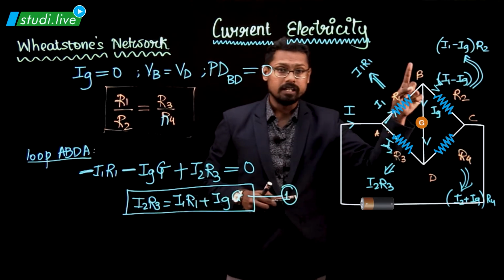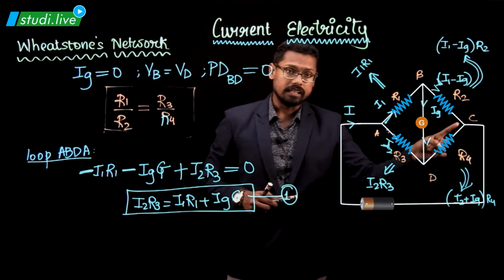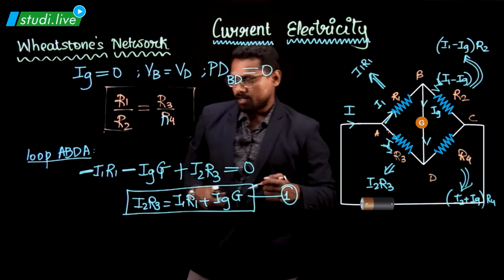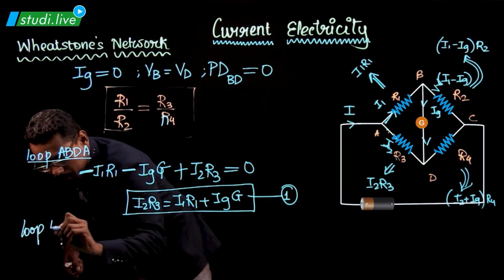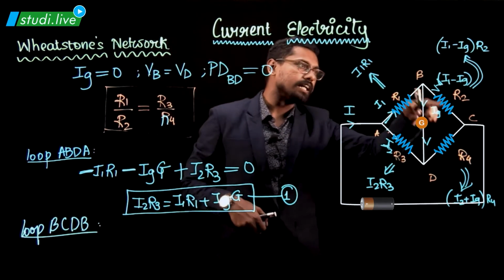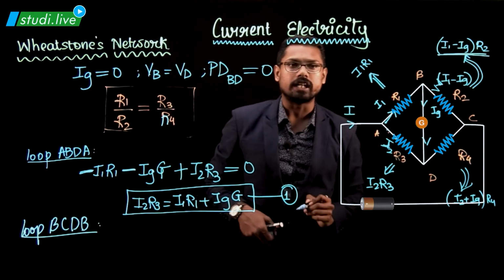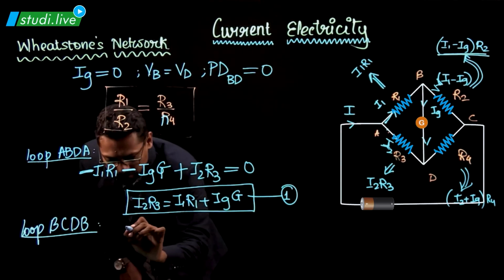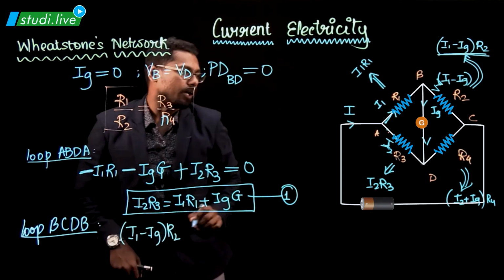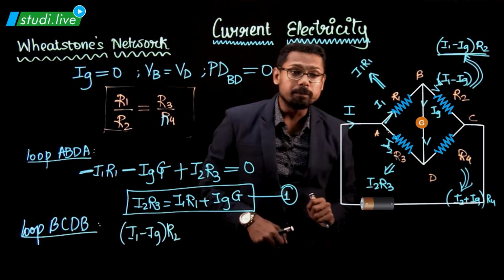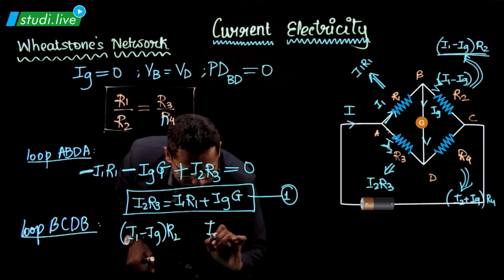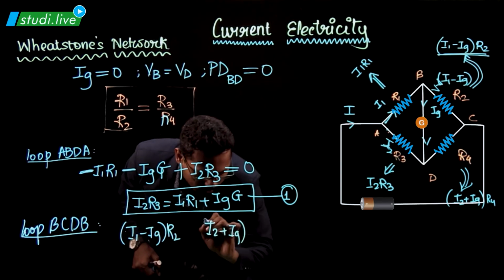Our second loop is B, C, D and B. What is my potential difference across BC? In loop BCDB, my potential difference across BC is I1 minus Ig into R2. Let me just write it down. I1 minus Ig into R2. Okay, let me walk from C to D. What is my potential difference? I2 plus Ig into R4. Yes, it's I2 plus Ig into R4.